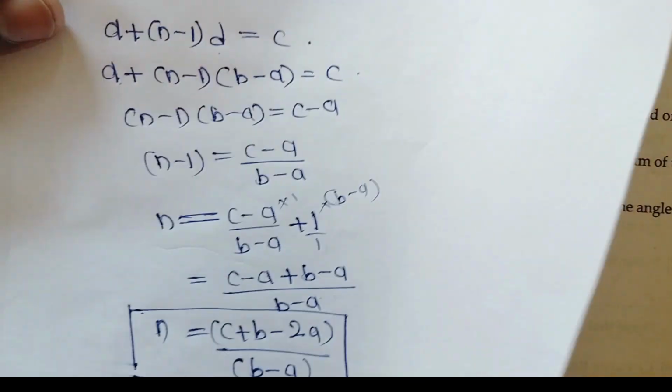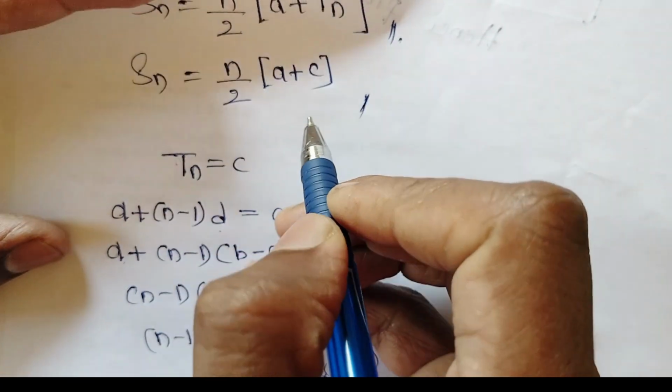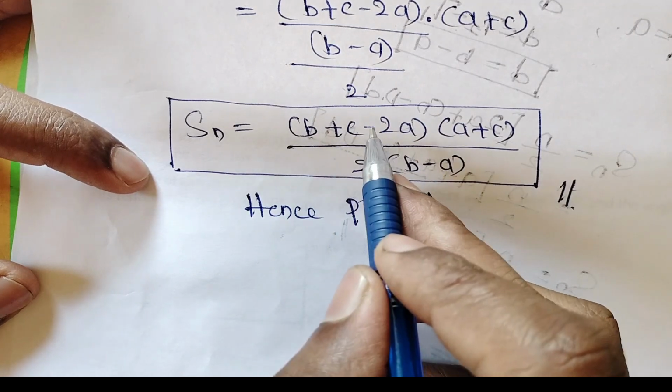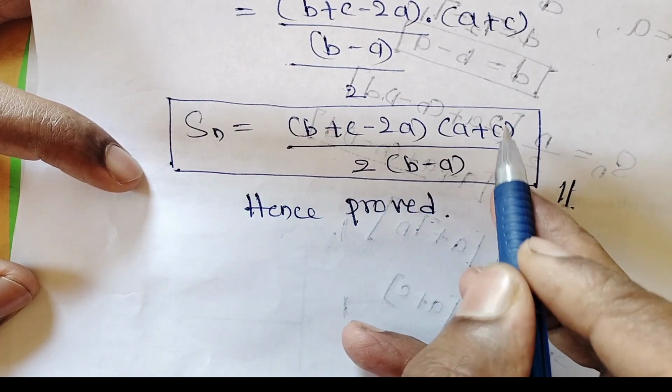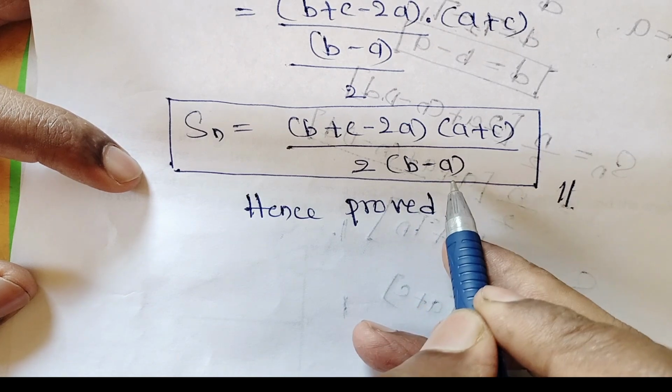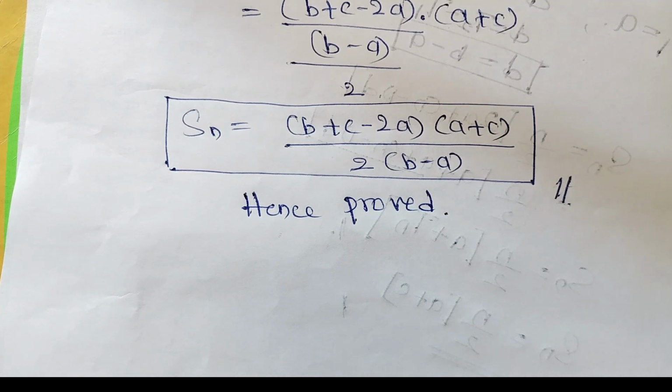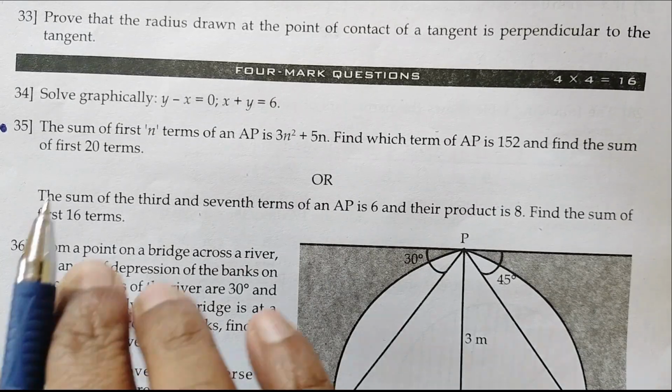And after finding n, we have to substitute this n value in the Sn formula, and we get the relation Sn equals b plus c minus 2a into bracket a plus c divided by 2 into b minus a. Okay, this is how we have to solve the problem. We have to take the given data and arrive at the relation using the formulas and techniques. Okay, next we can go to the other problem. Yes, here is the problem.